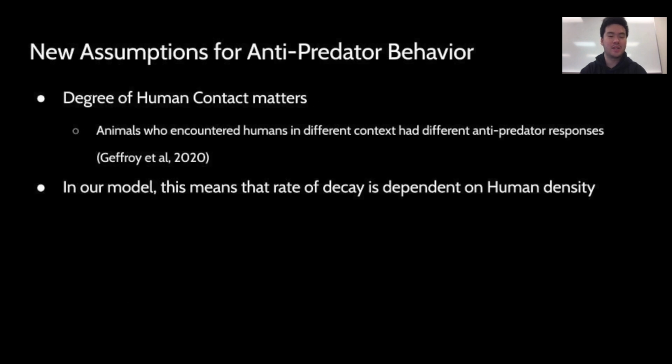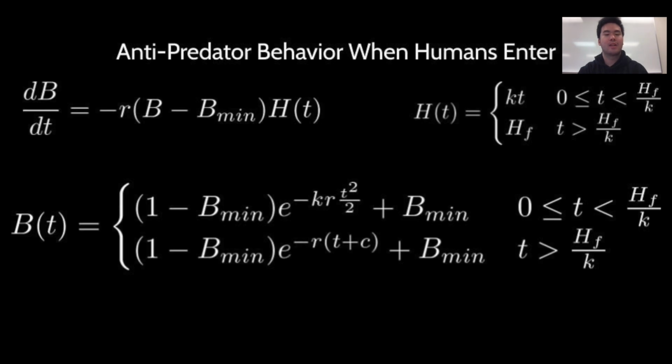With the addition of humans, we also modify our assumptions about anti-predator behavior. Previous research shows that the degree of human contact matters. Animals experiencing different forms of human contact had different rates of decay. In our model, that means that the rate of decay of anti-predator behavior is dependent on human density. Therefore, the derivative of the previous b of t is now multiplied by h of t. Since h of t is a piecewise function, the solution to b of t is also piecewise.